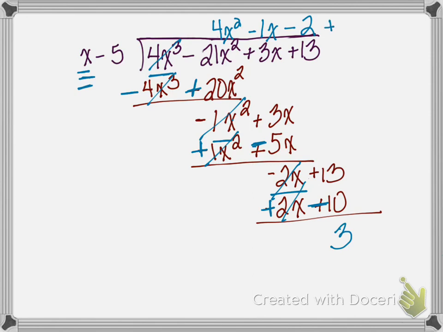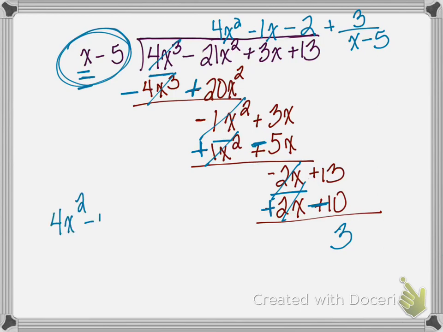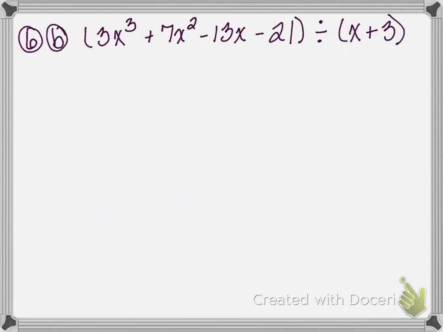But the way we write that is 3 over this right here. So I have 3 over x minus 5. So my final answer here is 4x squared minus x minus 2 plus 3 over x minus 5. And that is my final answer. Now that was a little messy, so we are going to do one like that again. So this was A, so now I'm going to do B.